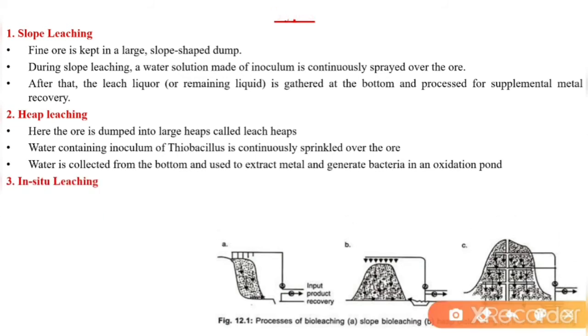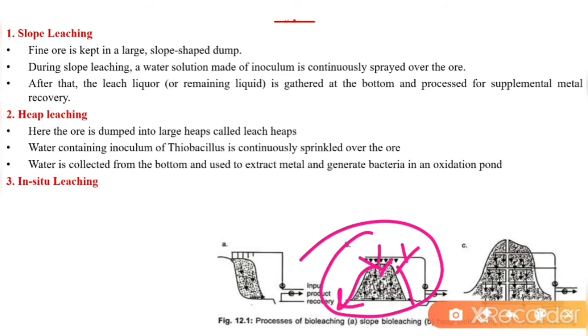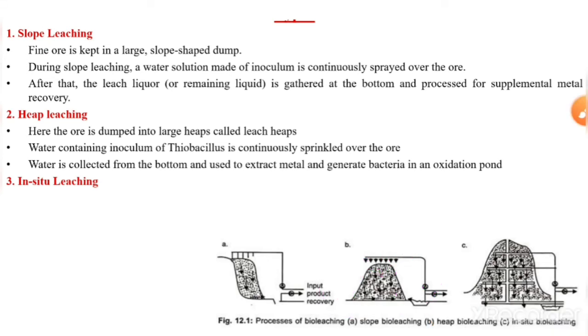Now here, in heap leaching, the Thiobacillus culture is spread with water over the low-grade ores, and whatever impure forms of metals are there will come down with the water. That water is collected and further processed for recovery.